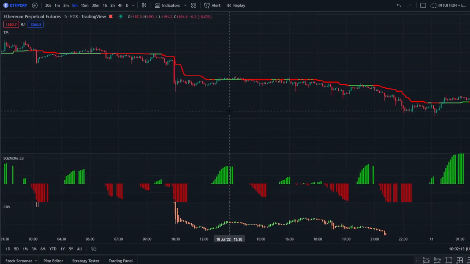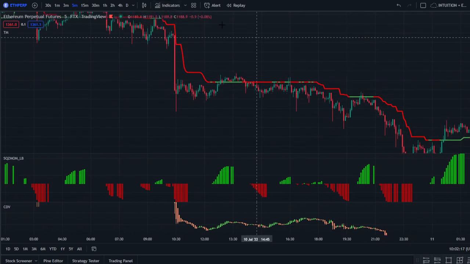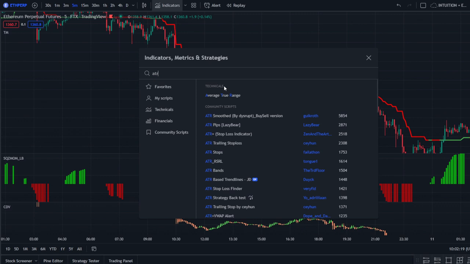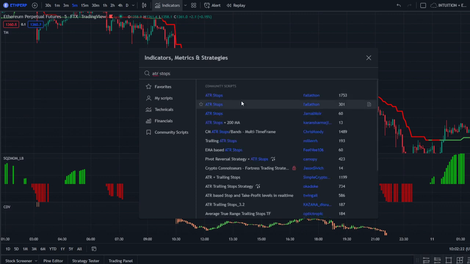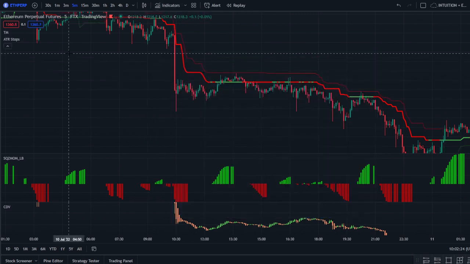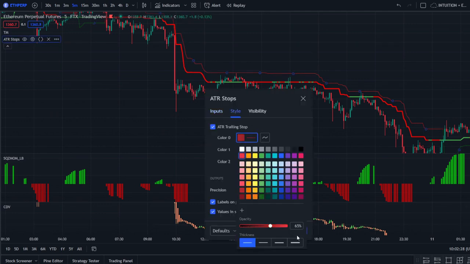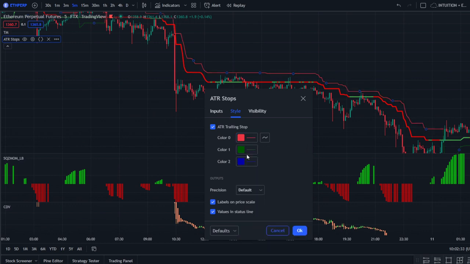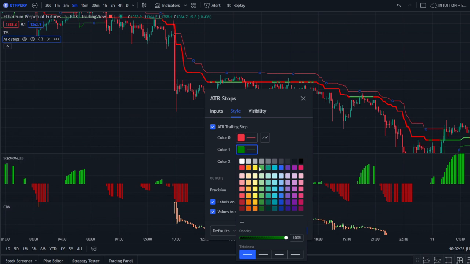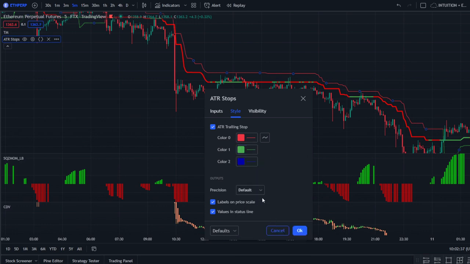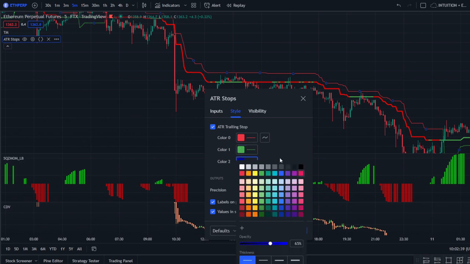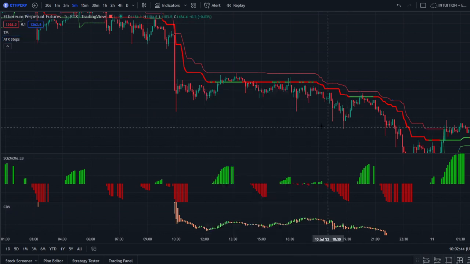For the last indicator, it's just an indicator for you to know where to put your stop loss and your take profit. For this, I'm going to be using ATR stops. So click on that, and you want to change the style so you can make it easier to see. Change it to green, light green, and that will be fine. For the color, you just remove it by making opacity 0.